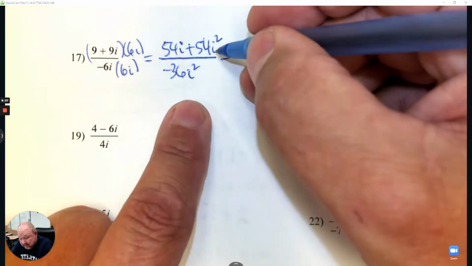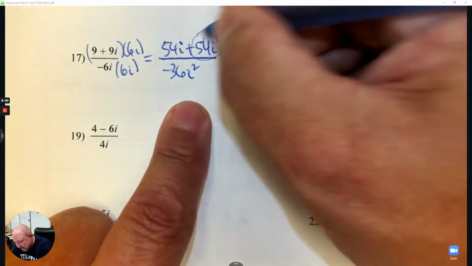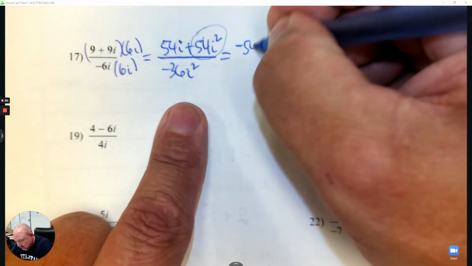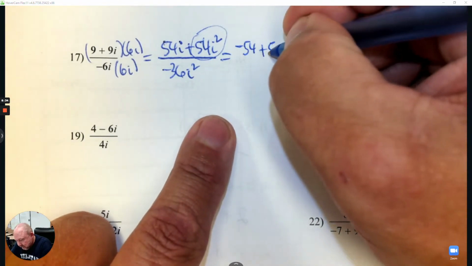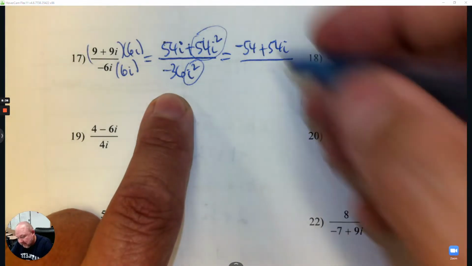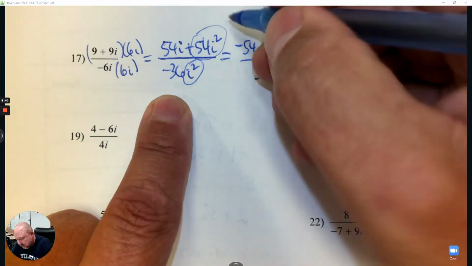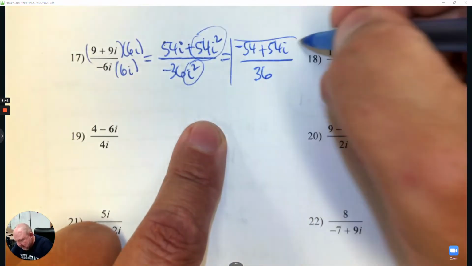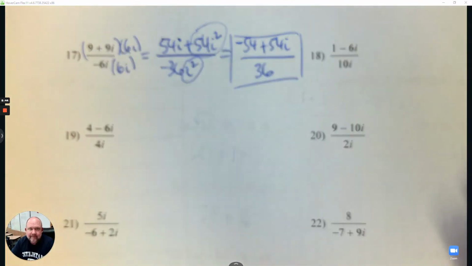So negative 6 times 6, i and i. All right. So wherever there's an i squared, it becomes negative. So this is really negative 54 plus 54i. And on the bottom, i squared is negative 1. So really, this is positive 36. You can absolutely leave the answer just like that.